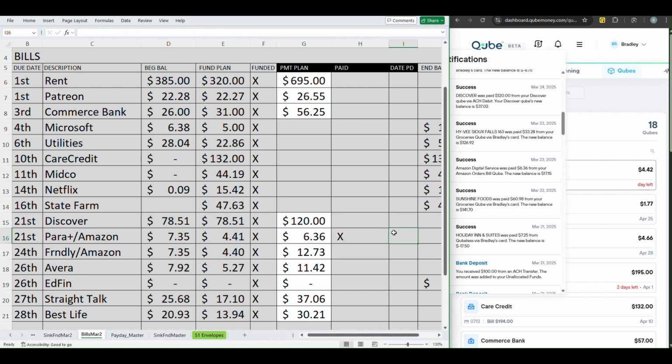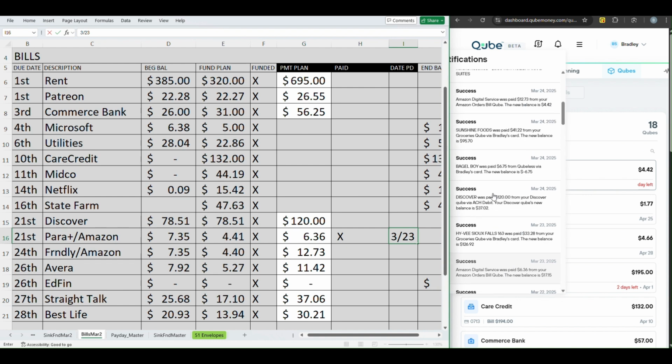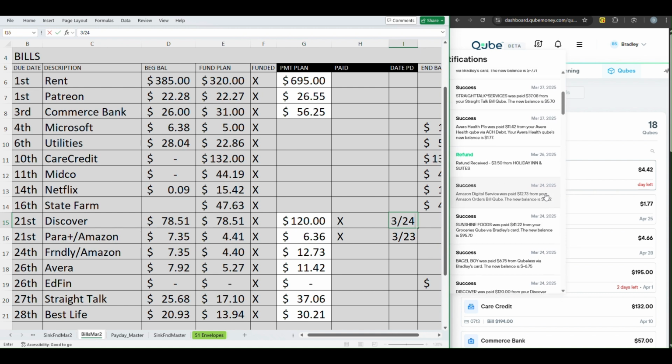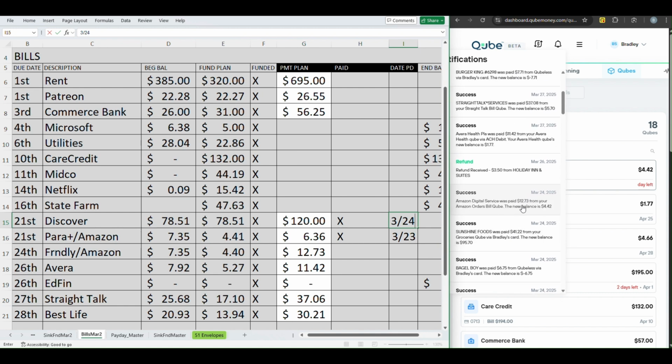If it is, I just put an X in the date. And I'm just going to keep doing this for any of the other bills that have been paid, just so I can update my sheet here. And of course, I'm doing this in Excel, but I could just as easily do this on a piece of paper. It's just easier for me to film here using Excel.